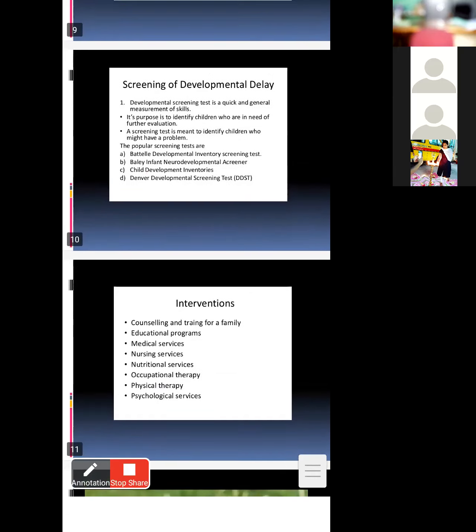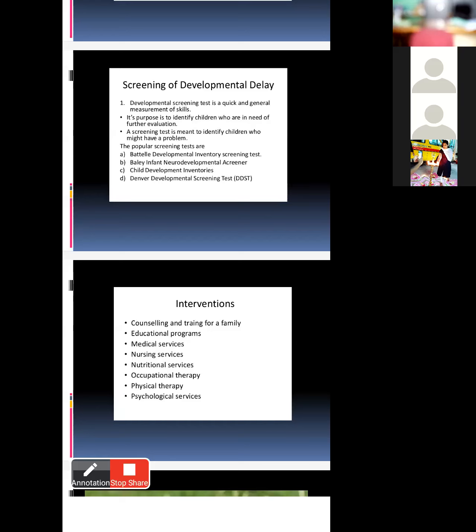Okay. Screening of developmental delay means you can observe how the developmental delay appears in the screen. A developmental screening test is a quick and general measurement of skills. With this test you can quickly and immediately identify how they have the skills.